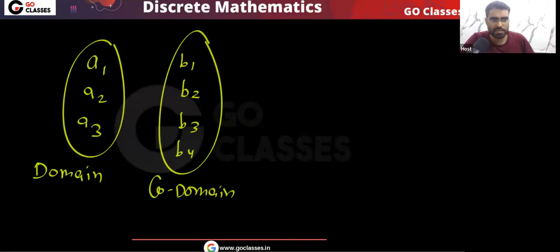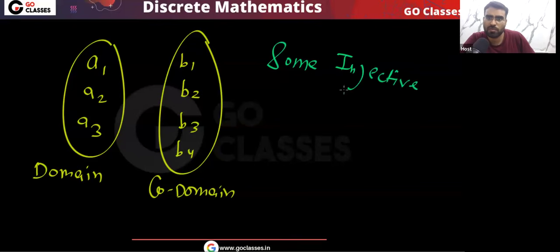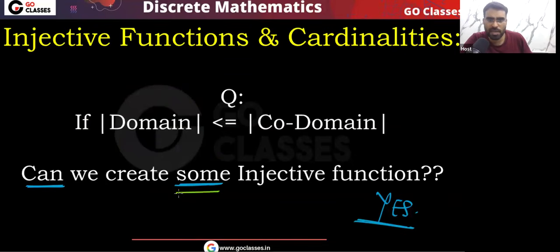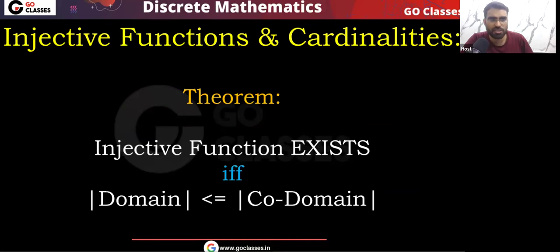Now, can we create some injective function? I just want some injective function. So, can I say some injective function is possible? Let me know. Yes, some injective function is possible. You can do like this. Yes, this is an injective function. So, some injective function is definitely possible. Is this clear? So, in this case, can we create some injective function? The answer is yes. Okay, so what is the conclusion then?